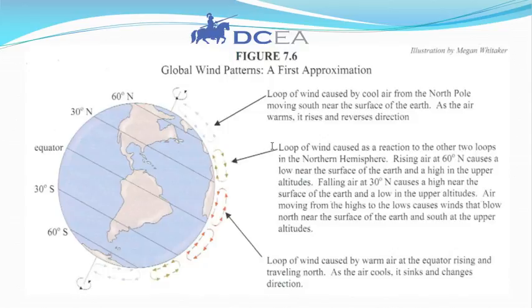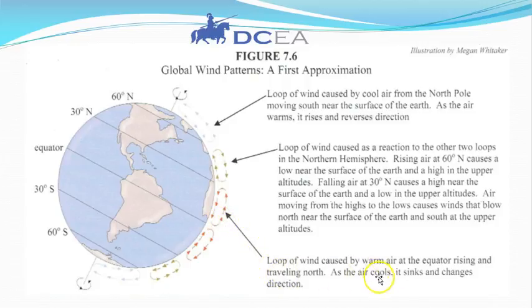So, taking a look at global wind patterns, loops of wind are created by this constant rising and warming and then cooling and lowering, and it creates these loops. It also creates these loops to change direction, and obviously they're not neat like this. They interact with each other also.